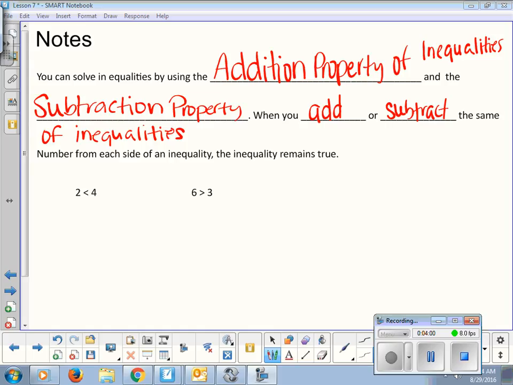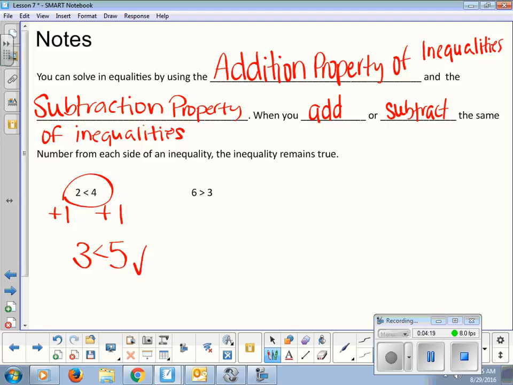Okay, for example, if we have our first inequality, 2 is less than 4. If we add 1 to both sides of the inequality, 2 plus 1 is 3. I bring down my less than sign. 4 plus 1 is 5. We added 1 to both sides, and 3 is less than 5, so the inequality remains true. If we were to subtract 1 from both sides, we have 6 is greater than 3. 6 minus 1 gives us 5. Bring down our greater than sign. 3 minus 1 is 2. Is 5 greater than 2? Yes, so our inequality remained true.